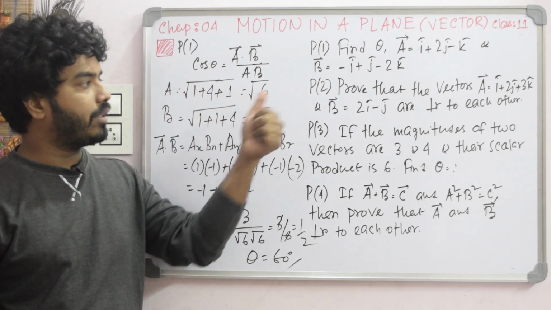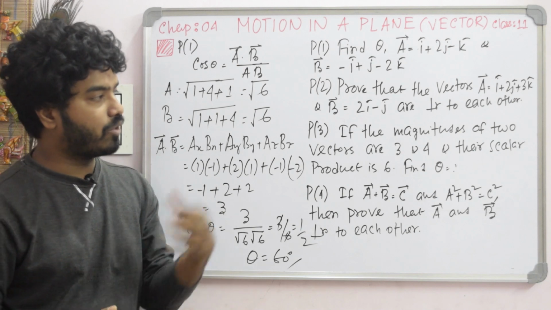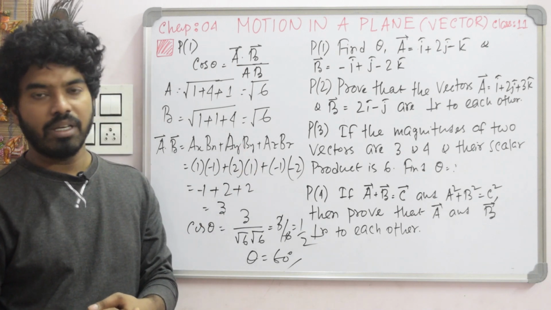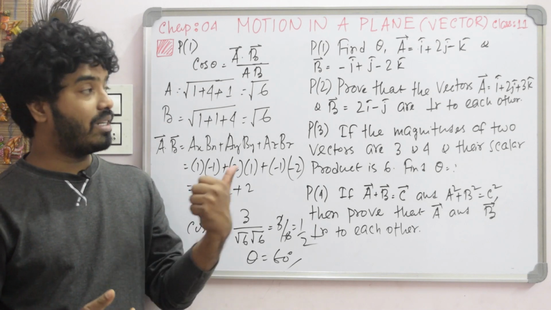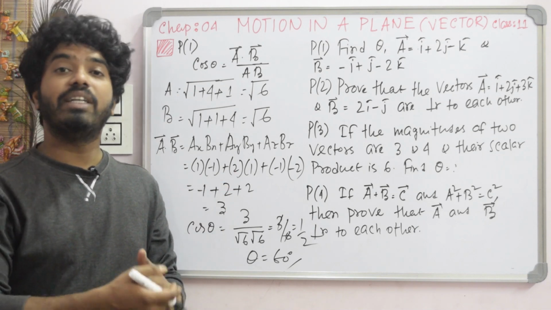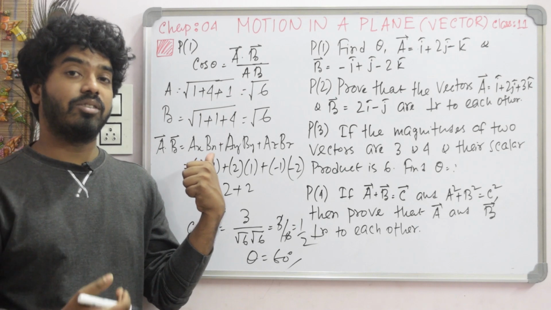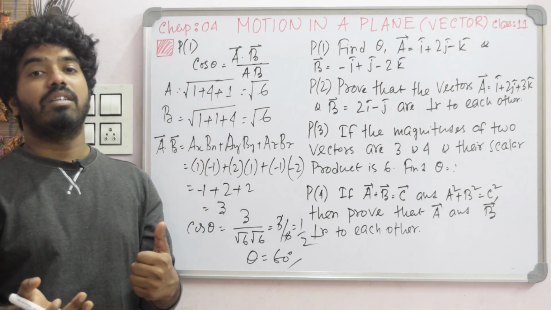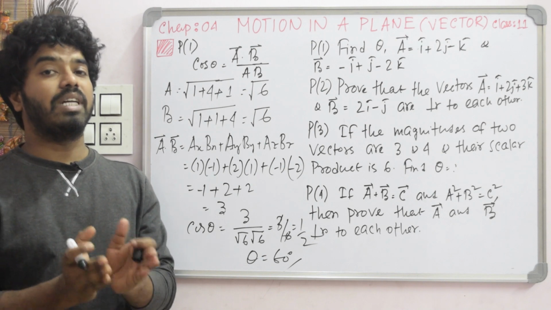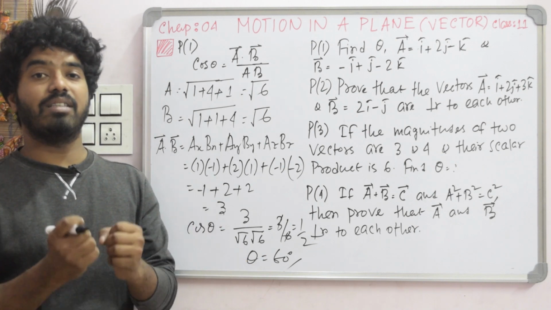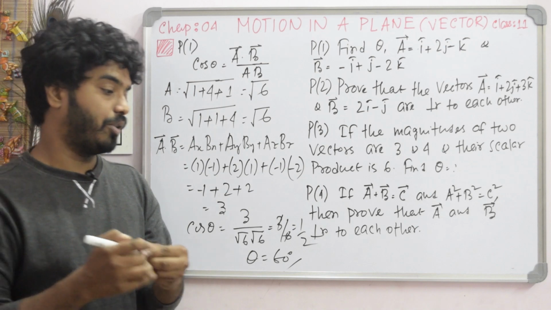Now the second one: you have to prove that the two given vectors, vector a and vector b, are perpendicular to each other. What is the logic behind it? We already learned in the properties of the dot product of two vectors that when the dot product of two vectors is equal to 0, the angle between the two vectors is 90 degrees. Okay, solve it.